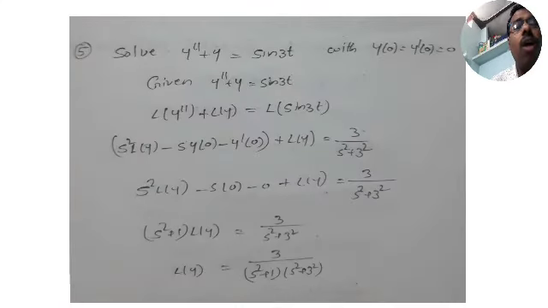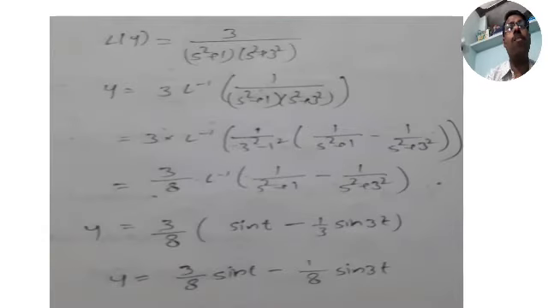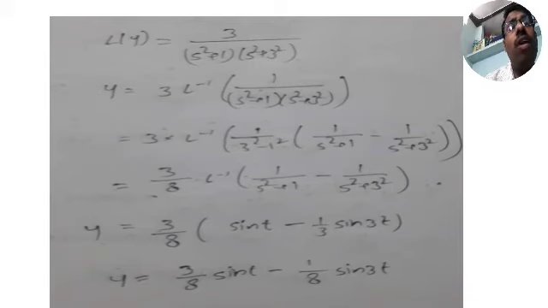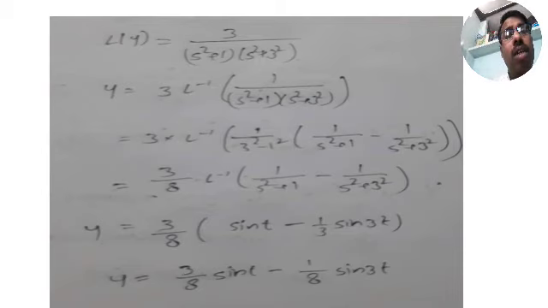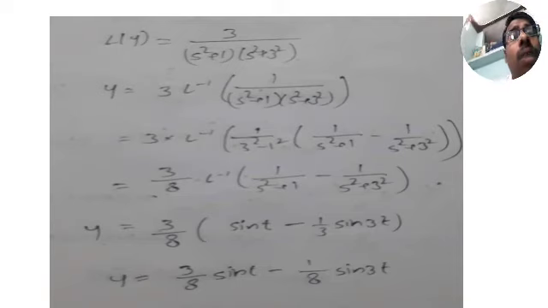So what you got? You got L of y. Last step, you see L of y is equal to 3 into 1 by (s square plus 1) into (s square plus 3 square). So next step, y is equal to 3 outside, L inverse of 1 by (s square plus 1) into (s square plus 3 square). Now apply the formula: 3 into L inverse of 1 by (b square minus a square), 3 square minus 1 square, into [1 by (s square plus 1) minus 1 by (s square plus 3 square)]. 3 square means 9, minus 1 means 8. Therefore, 3 by 8 constant, L inverse of 1 by (s square plus 1) minus 1 by (s square plus 3 square).